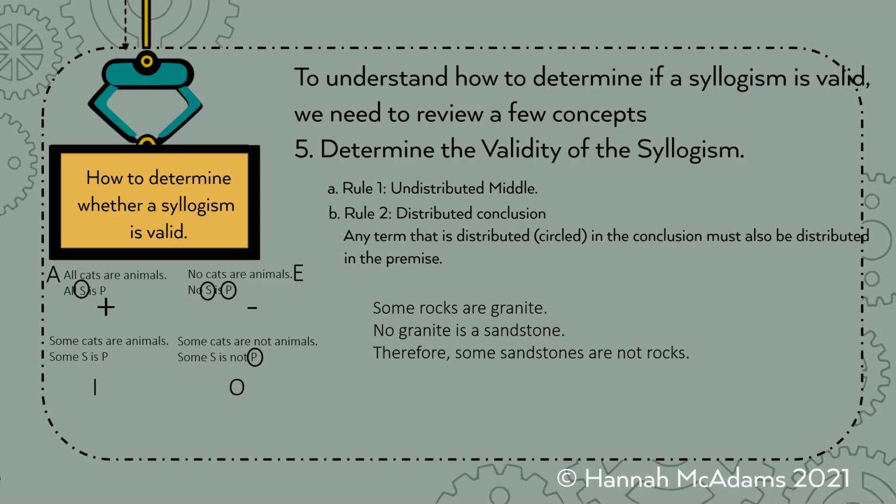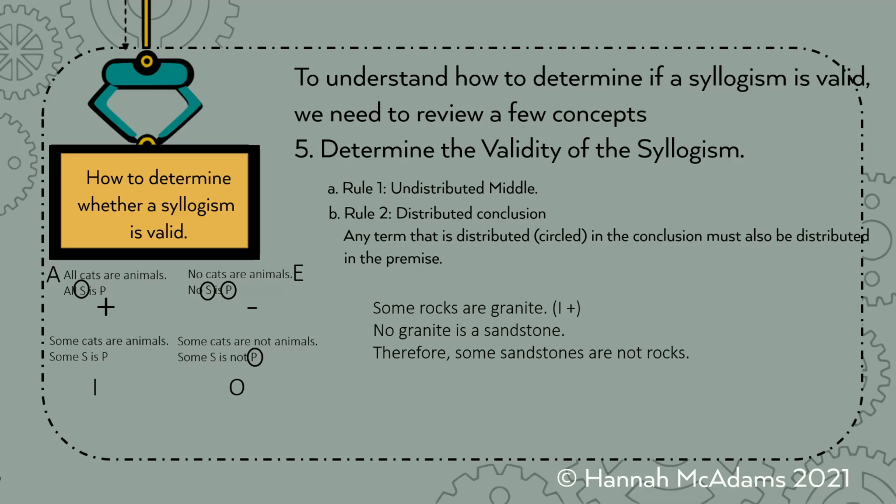Okay, let's try this one. Some rocks are granite. No granite is a sandstone. Therefore, some sandstones are not rocks. Some rocks are granite is an I statement. Why do you say it's an I statement? Because some are. Right. And it is positive. And do we need to circle anything? Nope, because there's nothing distributed over there.